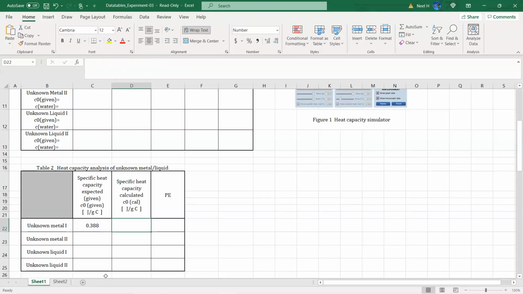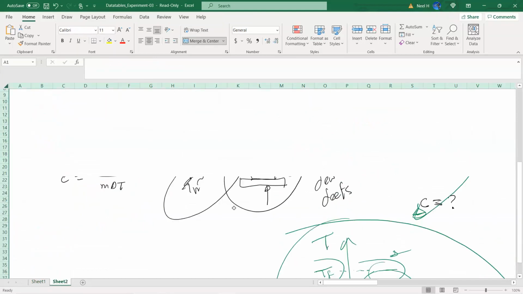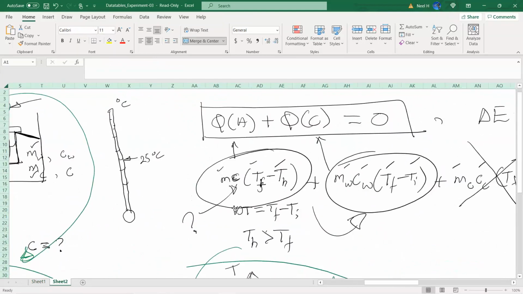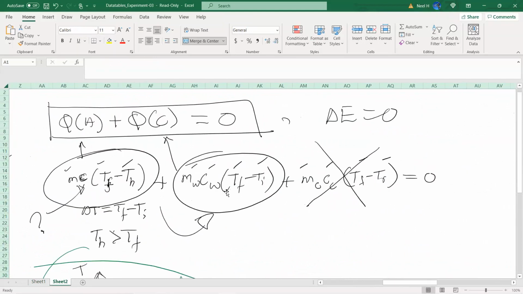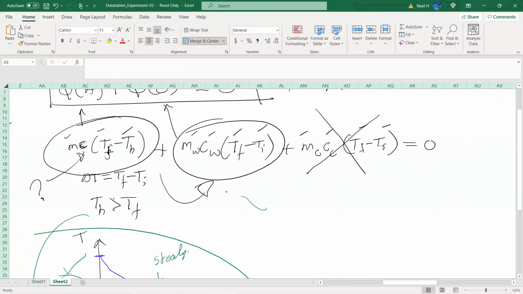And for that calculation, if you remember the formula, we discussed that earlier. So now we're considering only these two parts, okay? So we'll build the equation for this part. This goes to the other side, and I need to keep the C part here. This is going to be minus M_W C_W (T final minus T initial) divided by the mass of the object times (T final minus T_H).